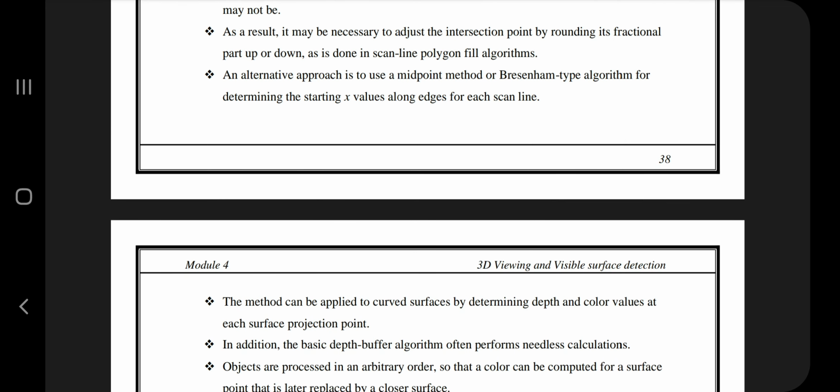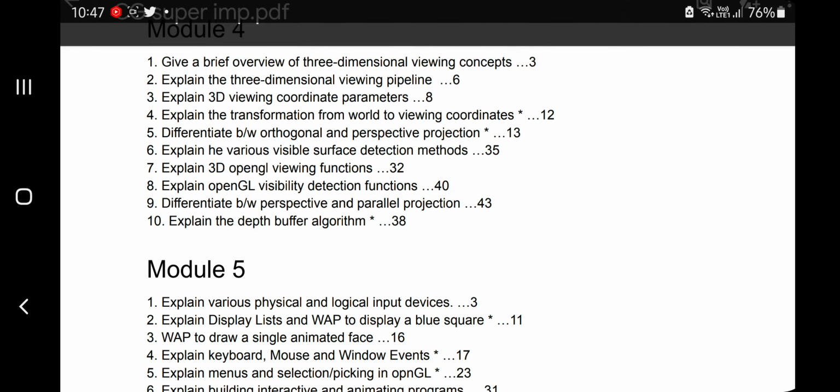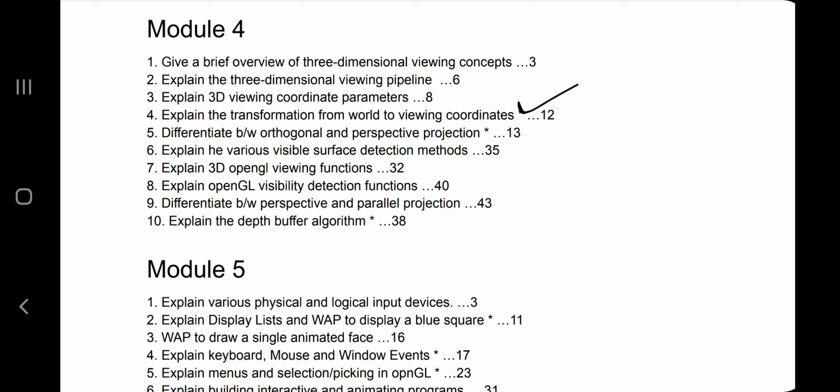Okay, make sure not to miss the 3 important questions I told you. Just for your reference, I again repeat what are the 3 important questions. The first one is the world to viewing coordinates, orthogonal and perspective projection, and the depth buffer algorithm.